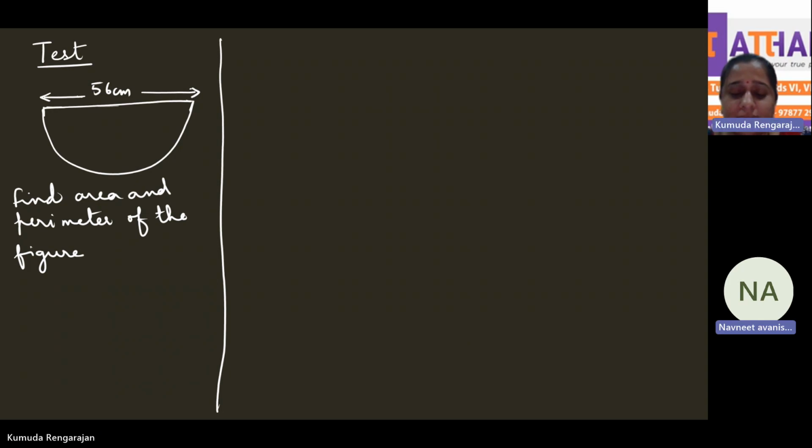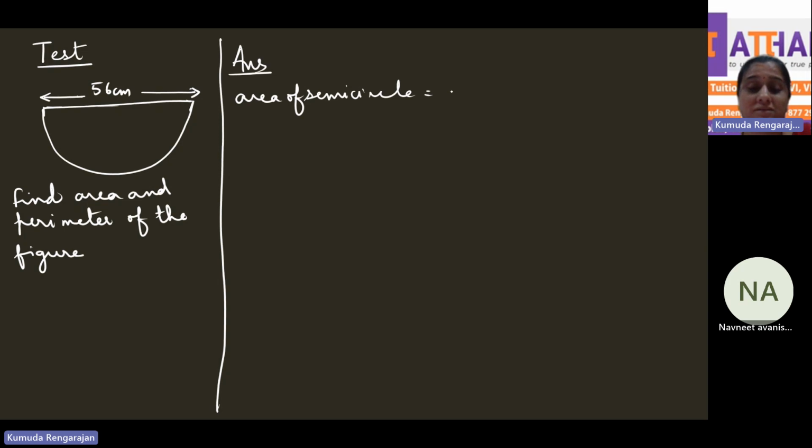Ma'am, can I tell the answer for the area? Yeah, read out your steps. Yes, ma'am. Area of semicircle is equal to 1 by 2 into pi r, radius 1 to radius 1 and then 56. What's that? 1 by 2 into pi r. What is pi r? Pi r 55, so 28.